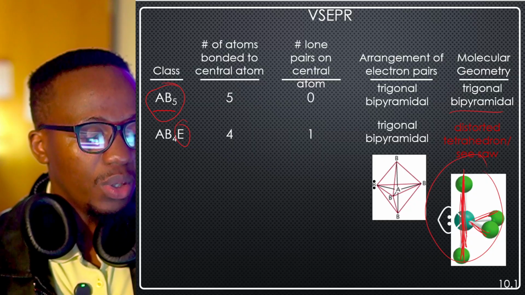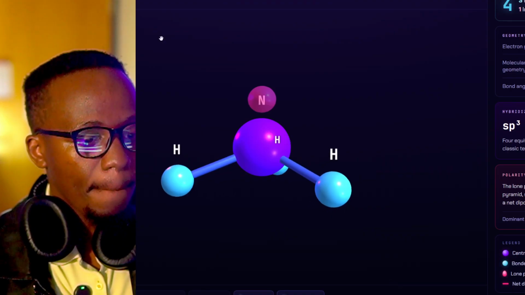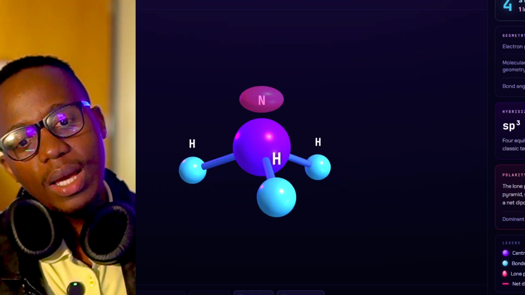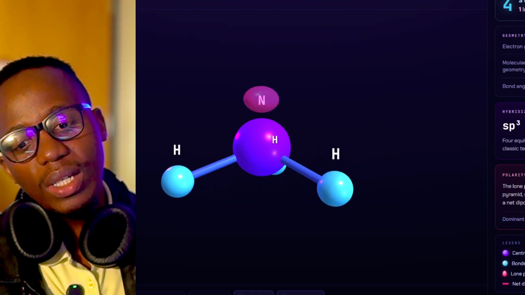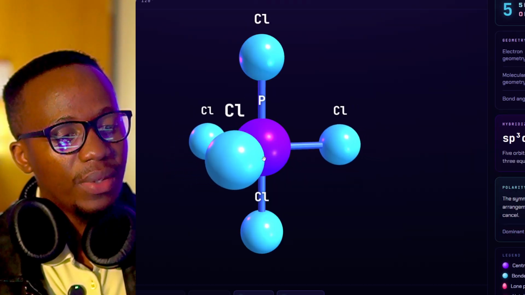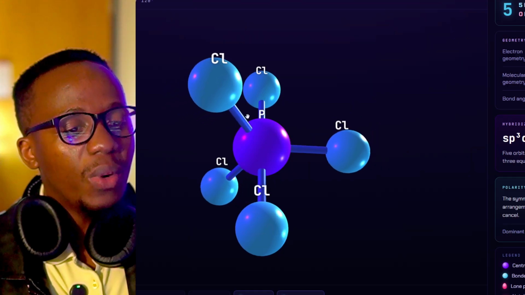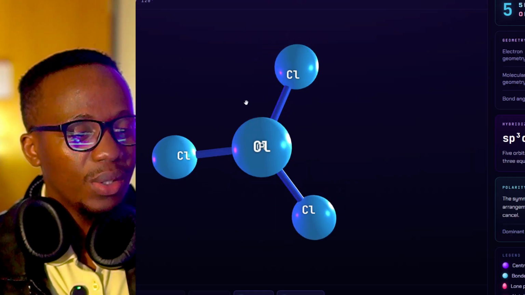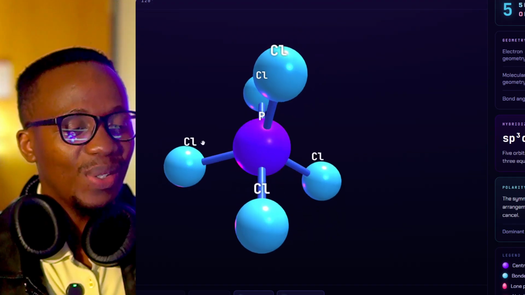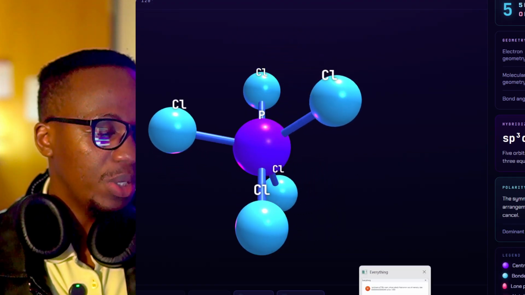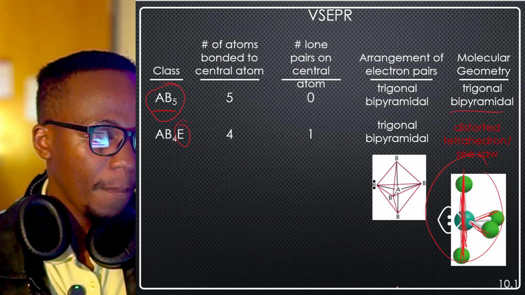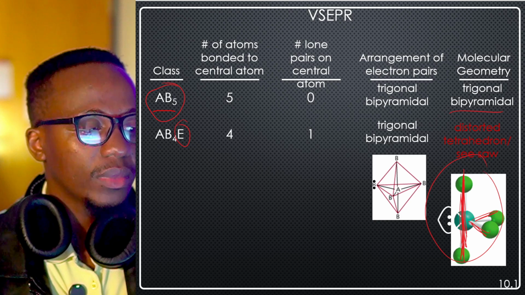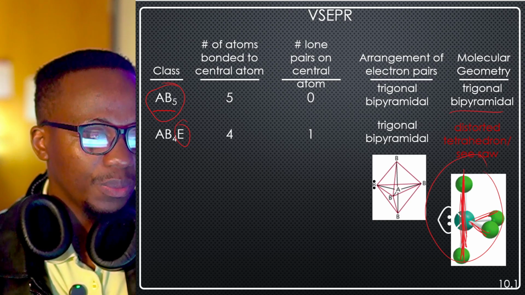So you take the trigonal bipyramidal, and you remove one. So let's just say you remove the top Cl. You see how the rest of it is a seesaw? See the swing, right? That's a seesaw. So that's why it's a seesaw geometry. All right, so now we got the seesaw.